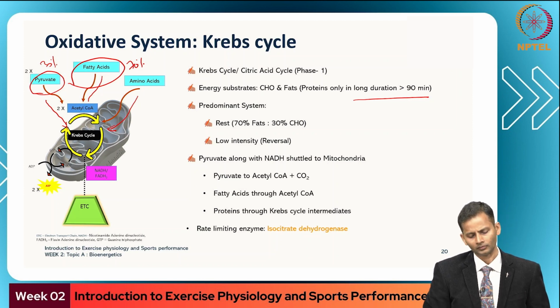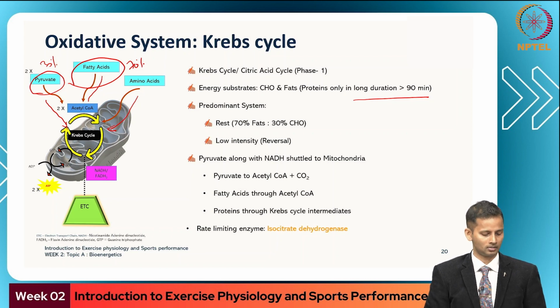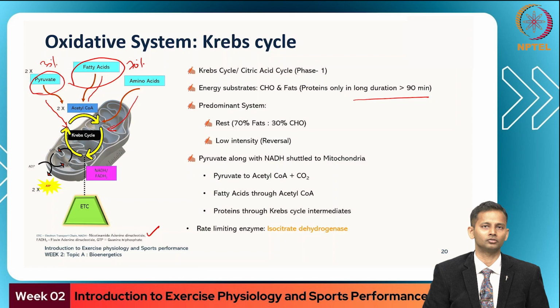So we are speaking about the pyruvate. The pyruvate, along with the NADH. What is NADH? NADH is a byproduct during the chemical process, and it is nicotinamide adenine dinucleotide. So this also is shuttled inside the mitochondria. Inside the mitochondria, the pyruvate gets converted to acetyl CoA.